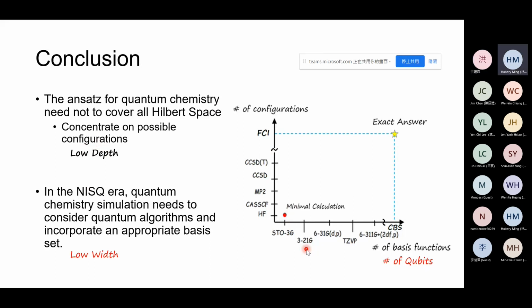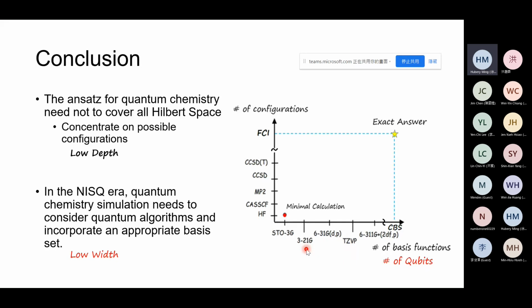Okay, I see. So the more complicated method will increase the depth, but you keep the method simple by choosing an appropriate basis, which means low depth, low width. Yeah. Okay. I see.